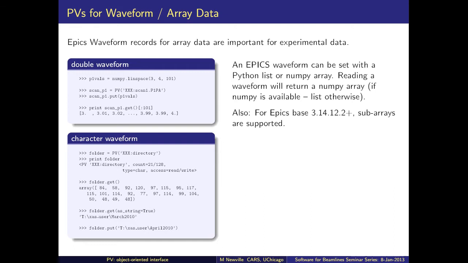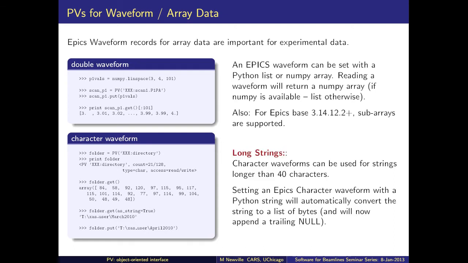So here you can just set the scan P1PA process variable, for the positioner arrays for positioner 1 in a scan record. You can just put that to a NumPy array. And you can also retrieve that and print out the values. For modern versions of EPICS base, or over the last couple of years, subarrays are also supported if your waveforms use those.